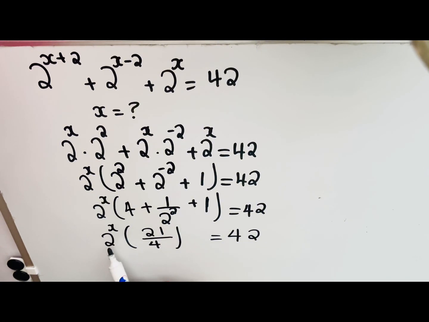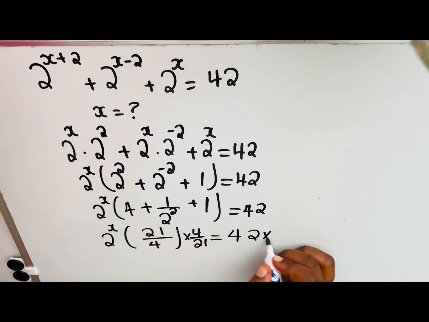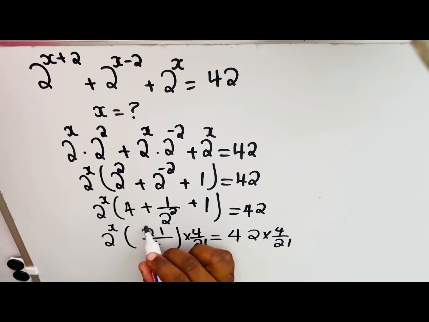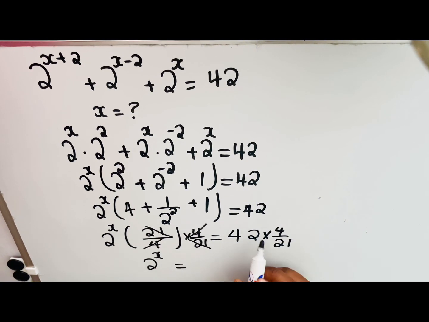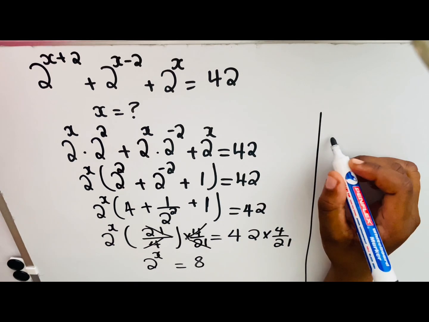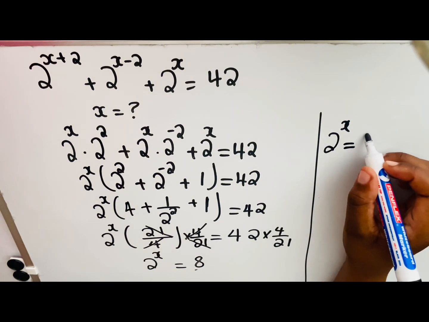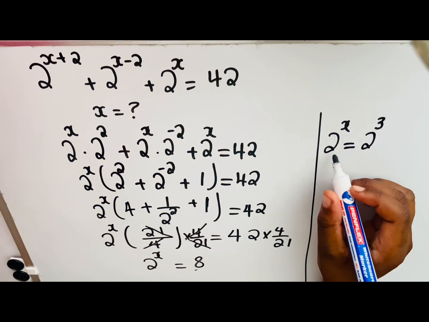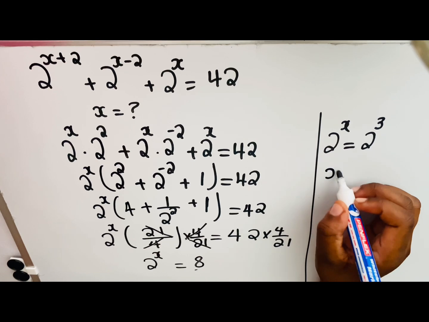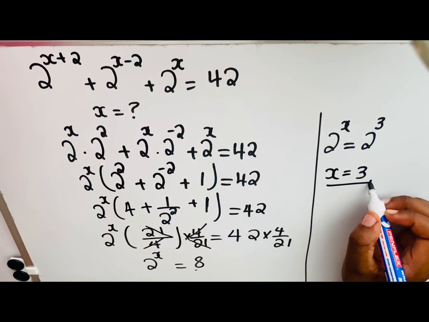On this side, we want to have 2^x, so we need to multiply both sides by the reciprocal of 21 over 4, which is 4 over 21. Then 2^x is equal to the product of these numbers, which is 8. 8 in exponential form is the same as 2^3. The bases are the same, so we equate the exponents, so the value of x is equal to 3.